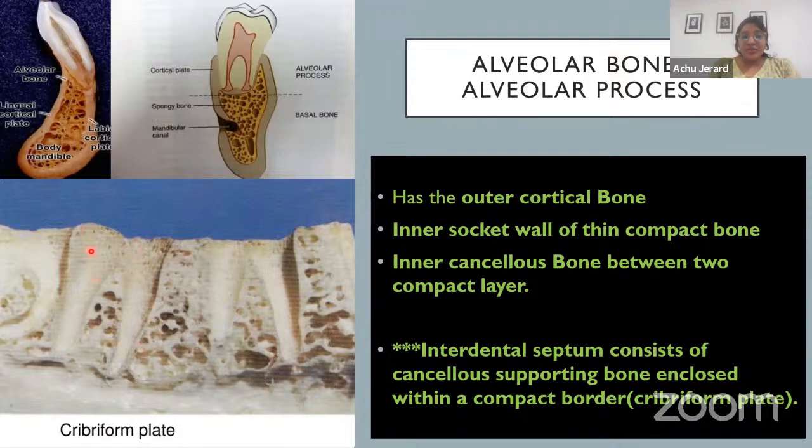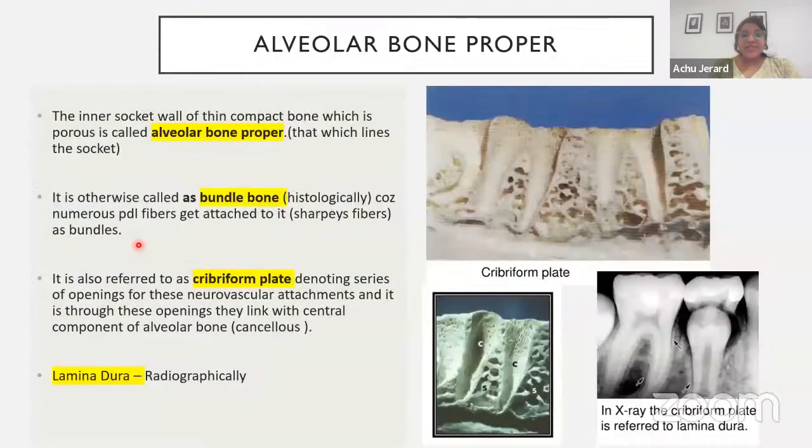So this portion of the alveolar bone, which lines the socket and has got minute openings, is called the cribriform plate. And this has got multiple names actually, depending on the various features. It is all the same actually. Alveolar bone proper, bundle bone, cribriform plate, lamina dura, everything is the same. All of these refer to the socket wall in the alveolar bone. So that is the inner socket wall. This is a thin compact bone actually with minute openings.